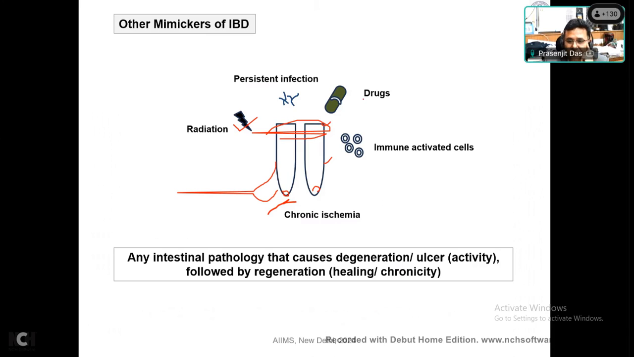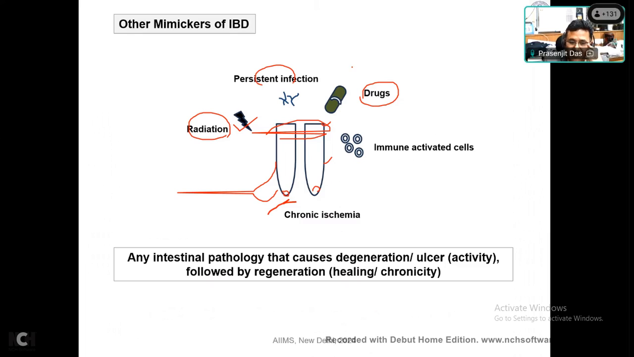If the patient is taking any drugs, for example NSAIDs taken for a long time for rheumatic disease, if there is a persistent infection, if the patient has undergone radiation therapy or not, if the patient has some background where immune activated cells are playing a role, or if the patient is getting anti-immune therapy or immune checkpoint inhibitors like PD-L1, or if there is ischemia, an acute bout of ischemia followed by healing.